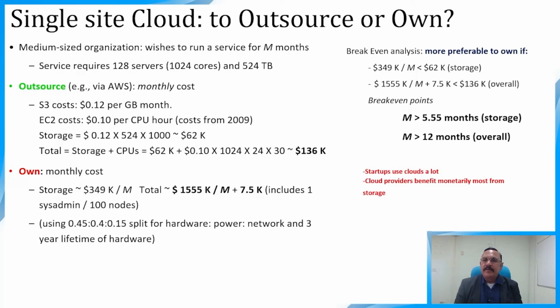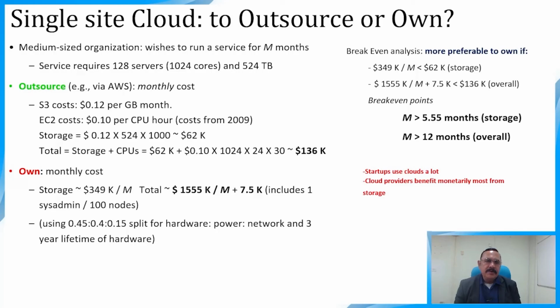Now, let us calculate the break-even analysis. It is preferable to own if $349K divided by m months is less than $62,000 for storage, and similarly for the CPU infrastructure, if $1,555K divided by m plus 7.5K is less than $136,000 overall. So, break even comes out to be: m is greater than 5.55 months for storage, and m is greater than 12 months overall.